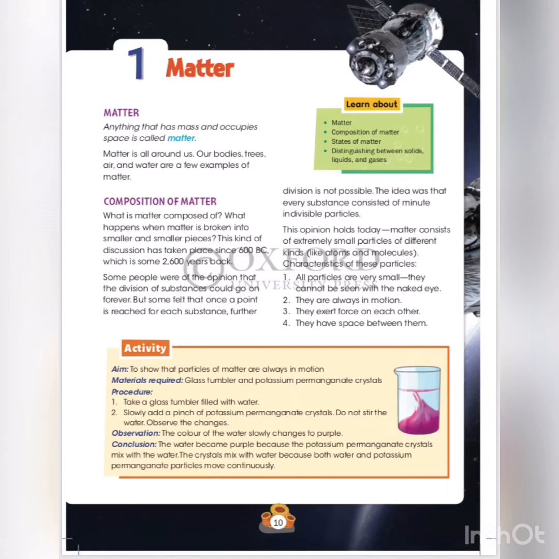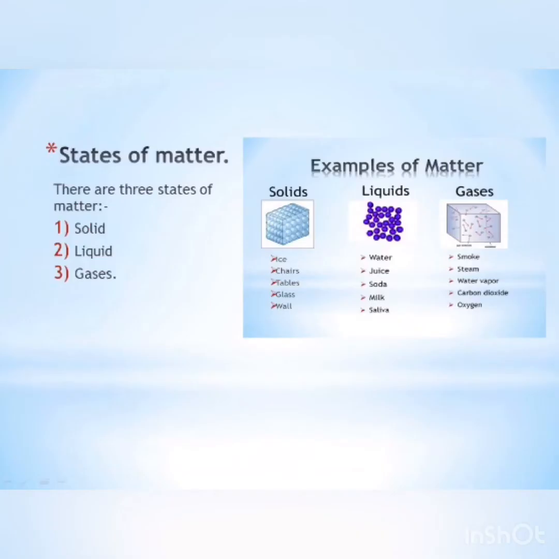The very next important topic of this chapter is states of matter. Now, my dear children, there are three states of matter, namely solid, liquid, and gases. The examples of solids are ice, chairs, etc., whereas the examples of liquids are water, juice, etc., and the examples of gases are smoke, steam, etc. Now, let us look into the detail of solids, liquids, and gases.